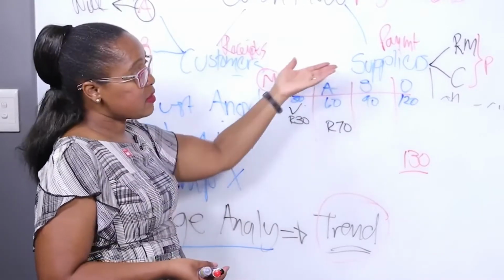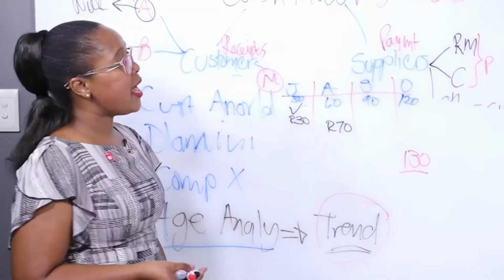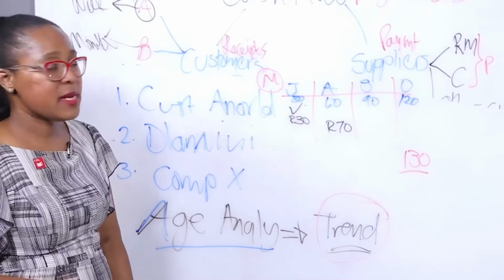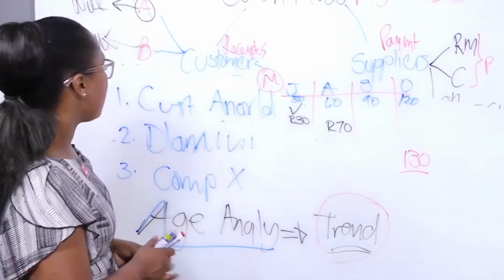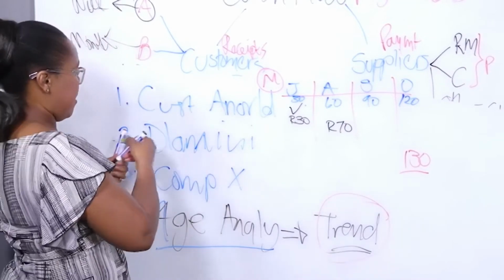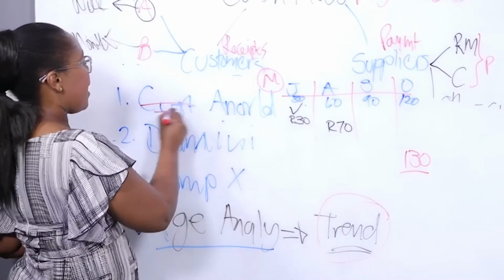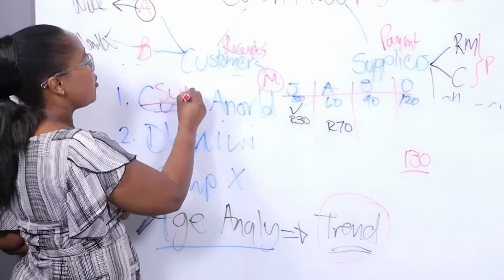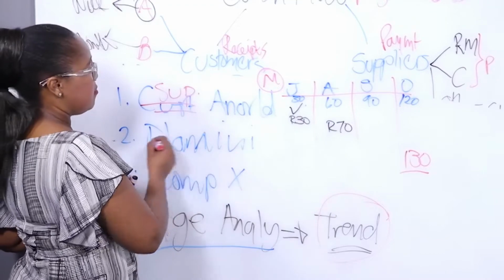And it's the same principle you're going to apply when you are now doing the payment arrangement. You will do the same thing. Supplier number, supplier Arnold, Mkhize.